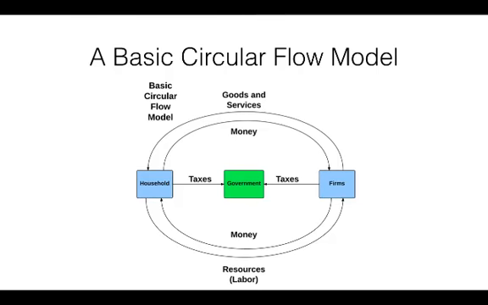A household basically spends its money on things that the firm has produced. So when we look at the top half, we see the money going to the firm. In exchange for the money, the household is getting goods and services. That's the top half of the basic circular flow model. If we can get that down, we're going to be golden on getting the rest of this down.